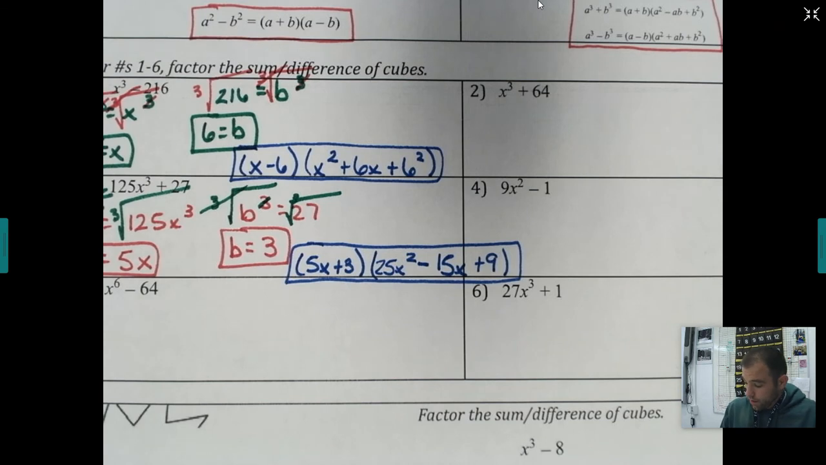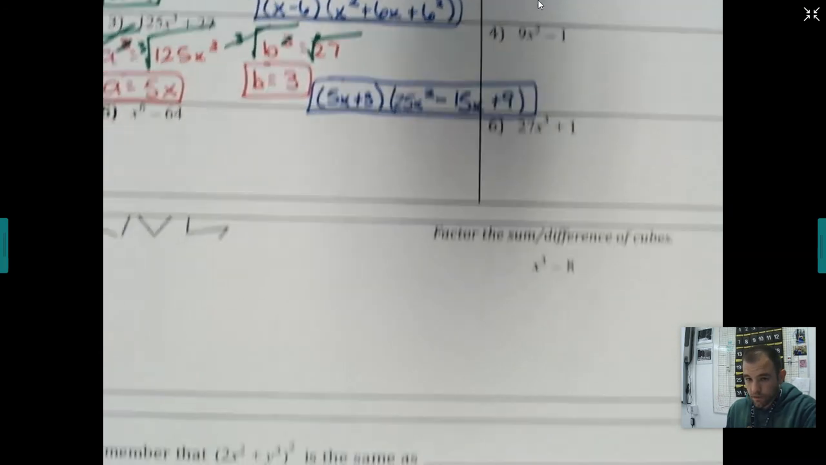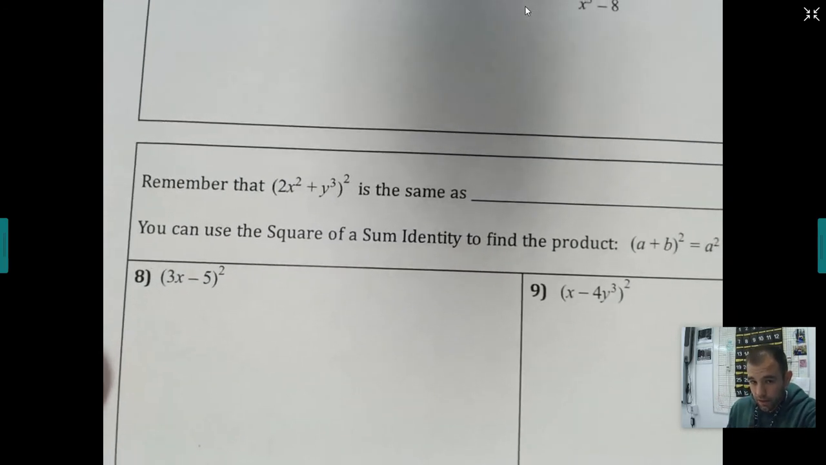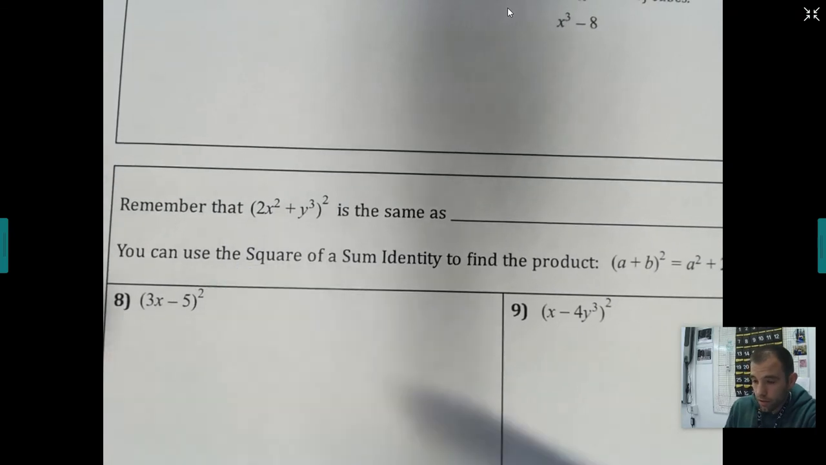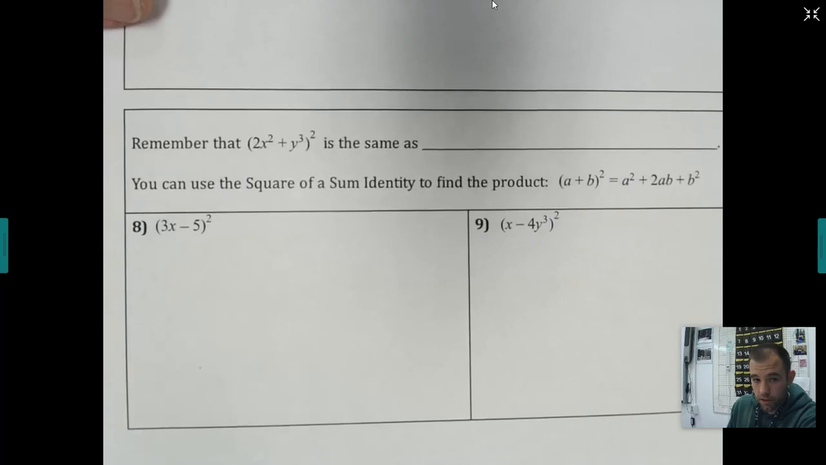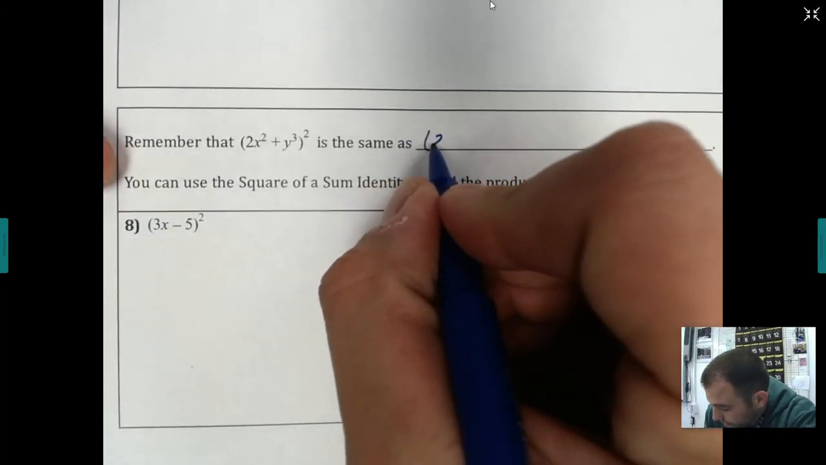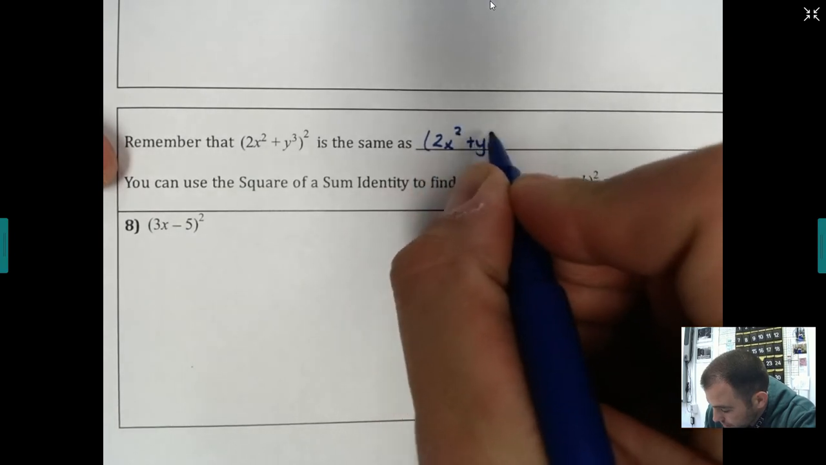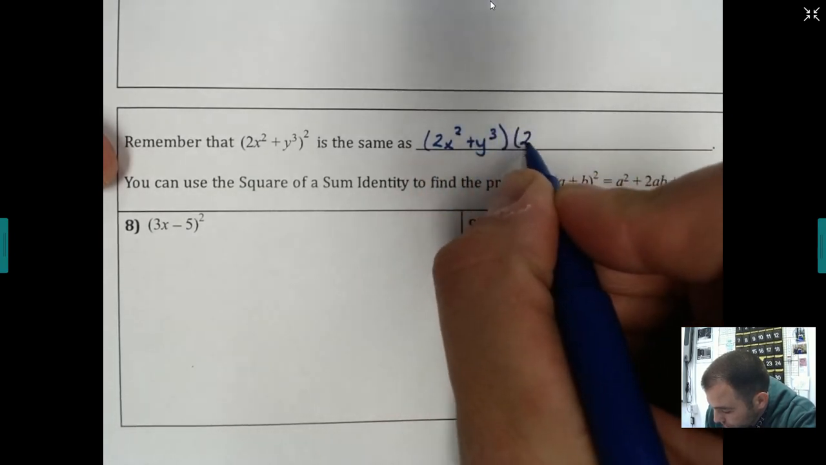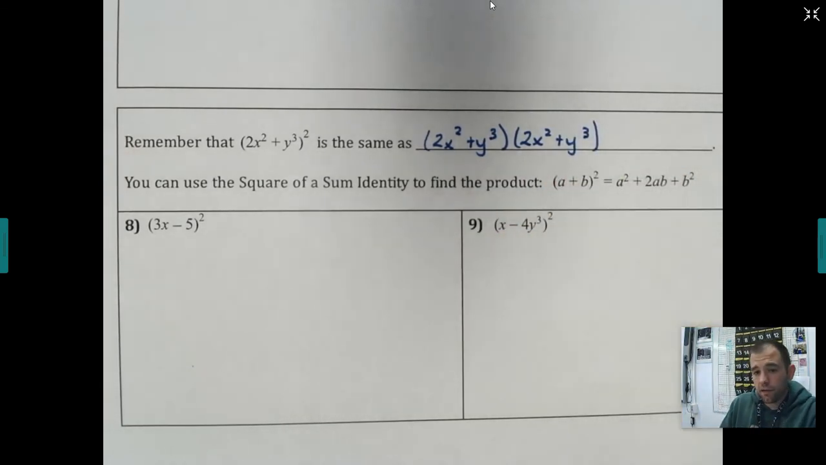Okay, there's one other thing we are going to talk about. So you're going to see a problem that looks like this. So if you remember 2x squared plus y to the cube all squared, remember what a square does. A square means I could write that thing twice: 2x squared plus y cubed, 2x squared plus y cubed. So I could write them two times.